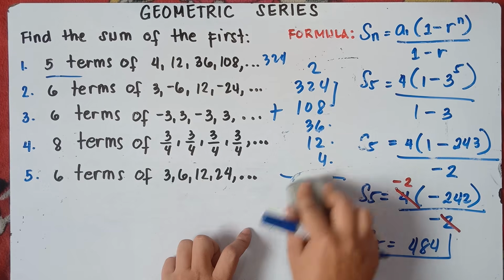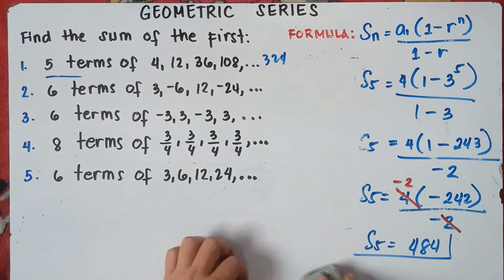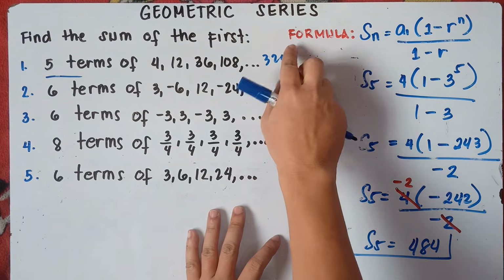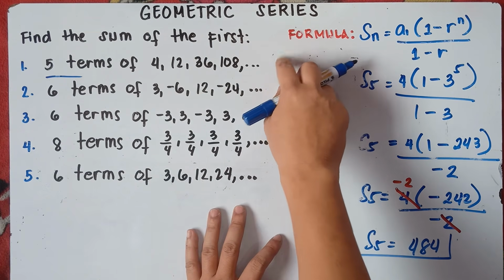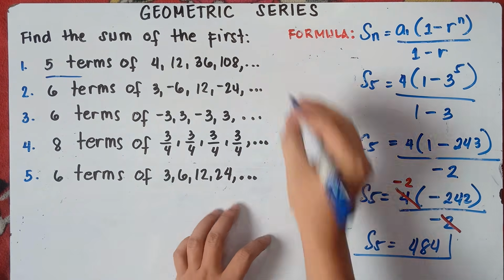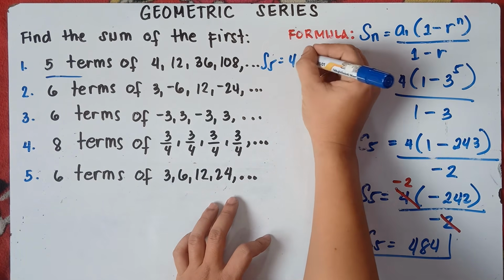So 484. So you can do it manually, but once again, it will take time. So that's why we do have the formula. So our answer for number 1 is 484. Alright, so let me just write here. S sub 5 is 484.